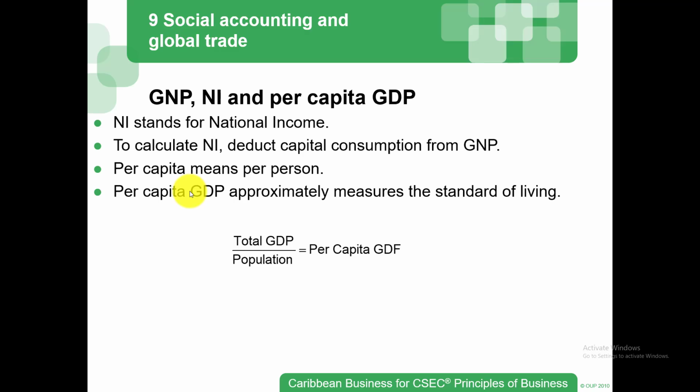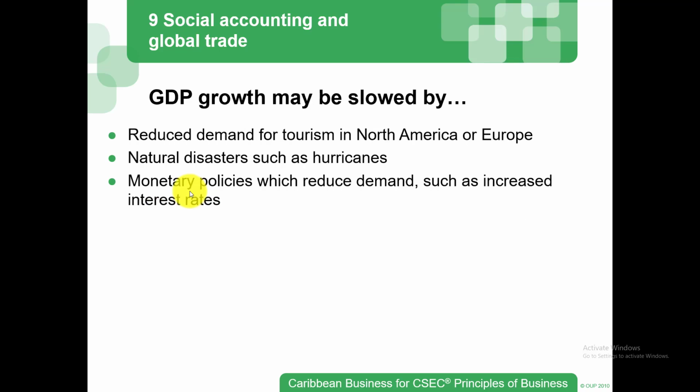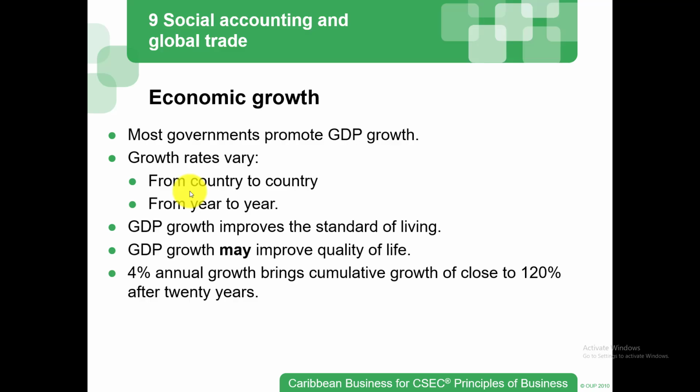Okay, so that's what GDP per capita is, and that's how it is used in national accounting. That's GDP and GNP in a nutshell. So let's look at economic growth versus economic development. We're going to look at economic growth and economic development.